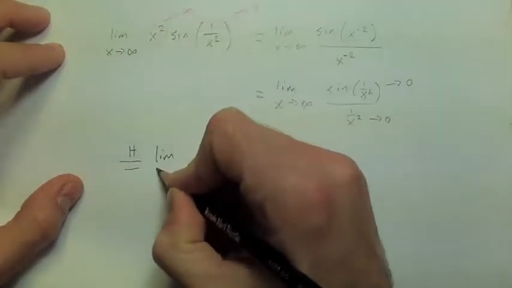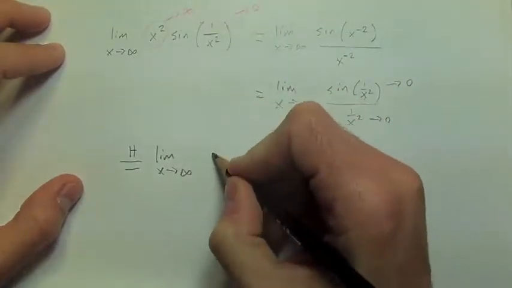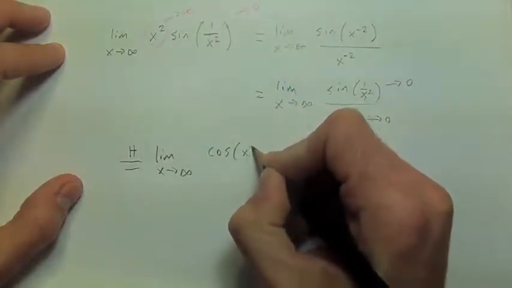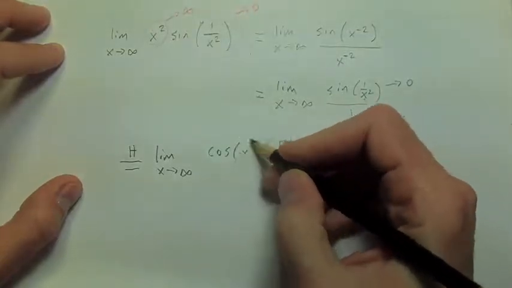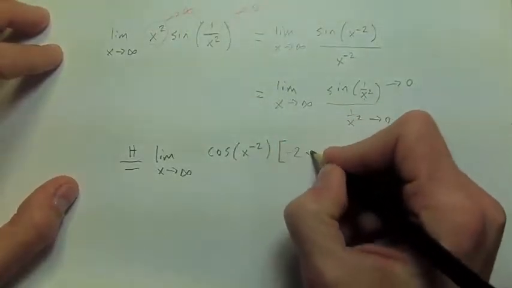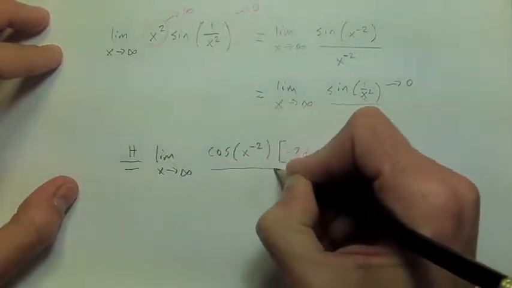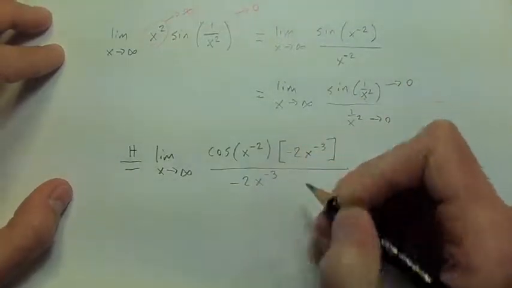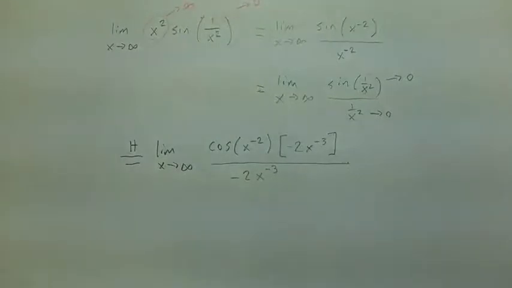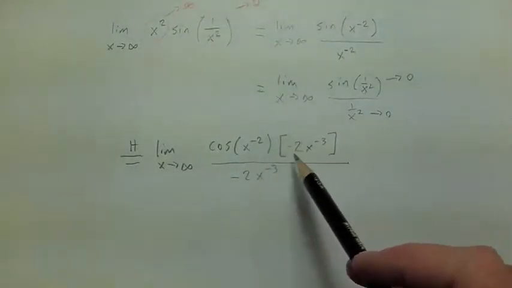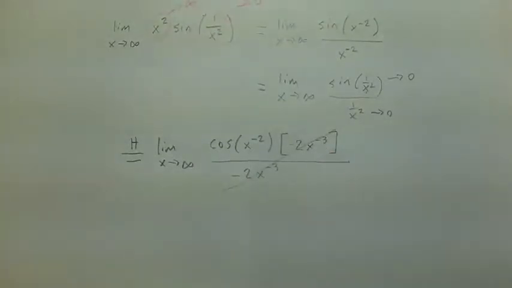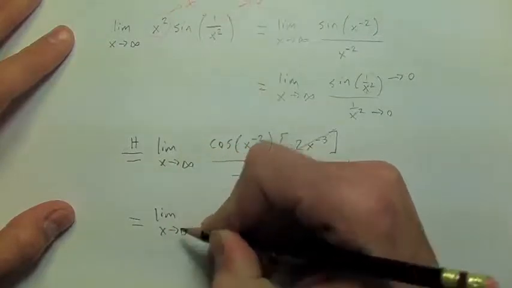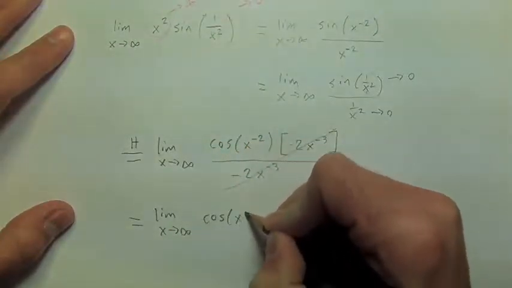I'll get the limit as x goes to infinity of, the derivative of sine, cosine of x to the negative 2, times the derivative of the stuff, which will be negative 2 x to the negative 3, all over the derivative of the bottom, which will be negative 2 x to the negative 3. Now here's the nice thing about this. Check that out. We have the same thing on the top and the bottom. They both cancel. And so we're essentially just left with the limit as x goes to infinity of cosine of x to the negative 2.